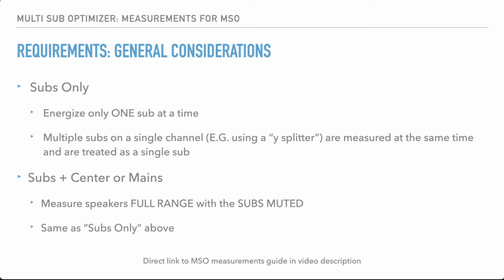When we do subs integration with the center or subs integration with the mains, what we're going to do is measure each of those speakers. It'll be the center, or the left and right together. We're going to measure them full range, so we're going to set them to full range in our processor. I'll show you where that's done; that's part of the setup we'll do. But then we're going to mute the subs, because we want to make sure we get the full in-room frequency response of each of those speakers. For the center and mains portion, measuring for subs is exactly like sub only. We're going to measure one sub at a time, and the same thing on the Y splitter.